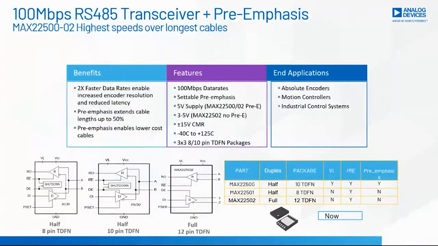The best RS-485 solutions include the MAX22500 family of transceivers, which comes with pre-emphasis. Pre-emphasis allows faster data rates over longer cables. Pre-emphasis also enables lower cost cables. A max data rate of 100 Mbps can be achieved, and pre-emphasis can be adjusted on the MAX22500E and MAX22502E. Some of the applications include absolute encoders, motion controllers, and industrial control systems.